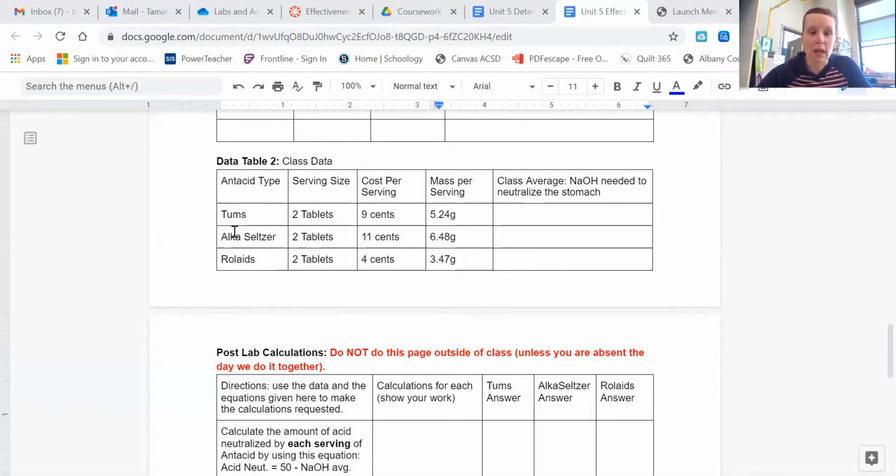We ground up some Tums or Alka-Seltzer or Rolaids. Different groups did different medicines. You figured out how much base you needed to neutralize the stomach after that tablet ground up medicine was in the stomach, neutralizing some of that acid. So this is a class average, and we're going to be using that data.